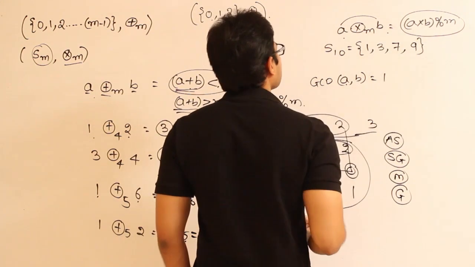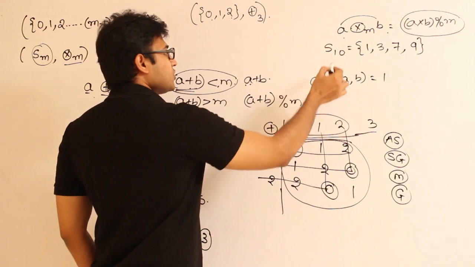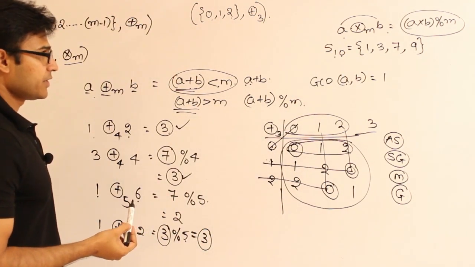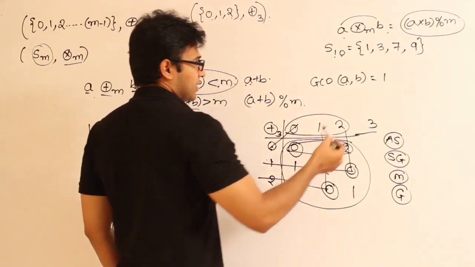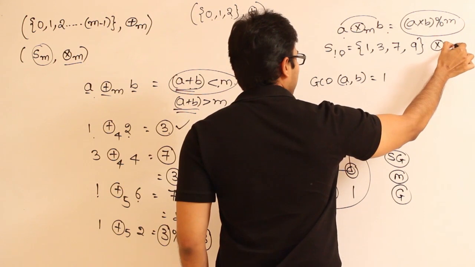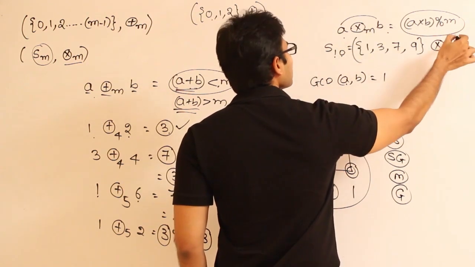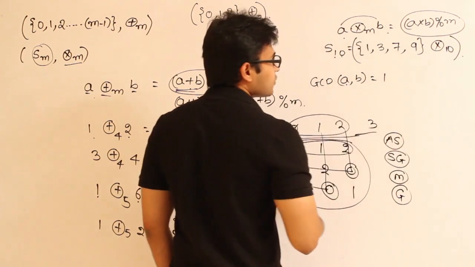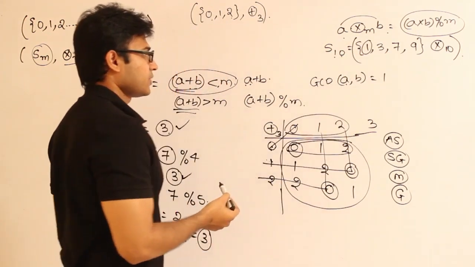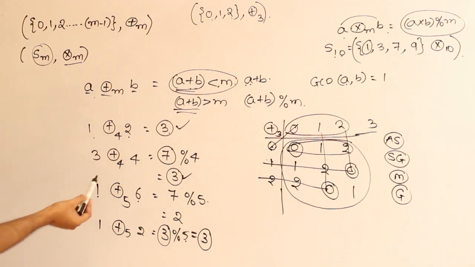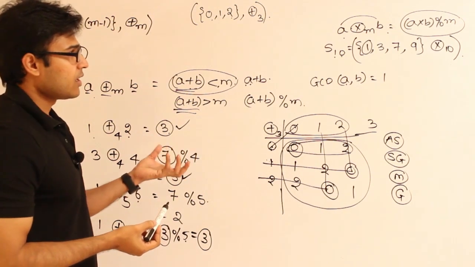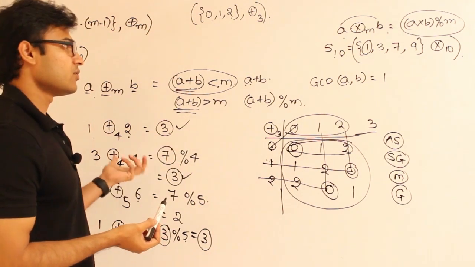So 1, 3, 7, 9 are the numbers which are less than 10 which are relatively prime to 10. Now if you take 1, 3, 7, 9 and if you take multiplication modulo 10, this is going to form a group, and in this group the identity element is going to be 1. You can check it. Got it?